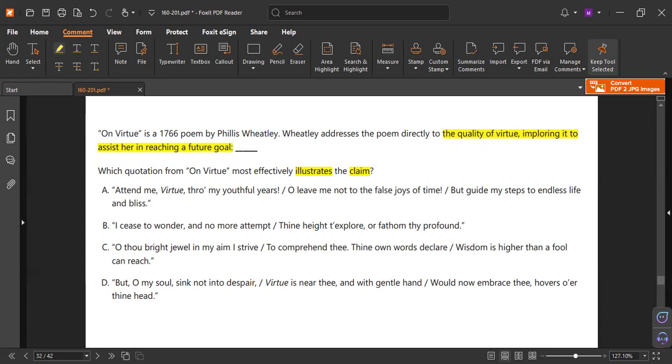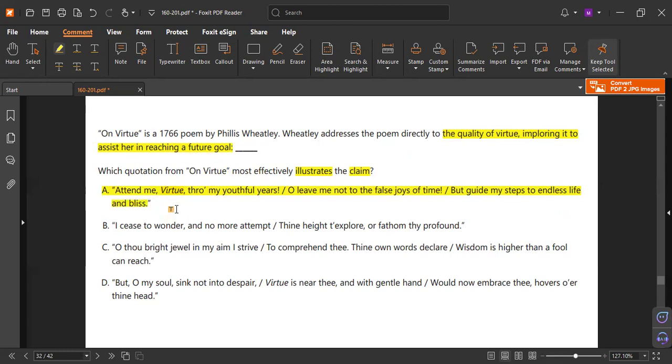Now let's find here for letter A and B. Look: attend me, virtue. Look, through my useful years, all my life. Oh, leave me not to the false joys of time. Don't leave me. Be with me all the time. But guide my steps, look, to endless life and bliss. So guide me, future. So we have strong evidence in A, but wait.